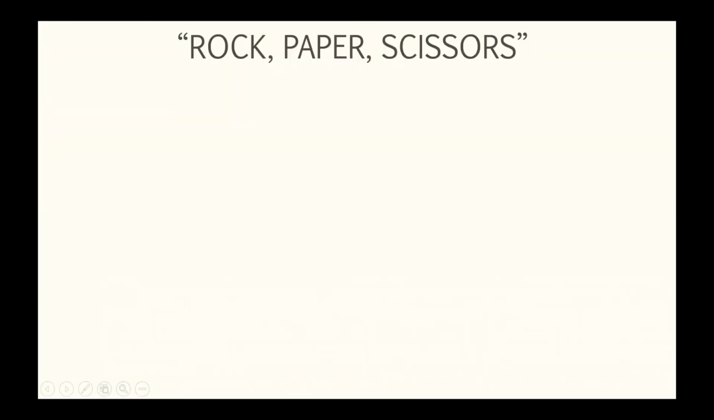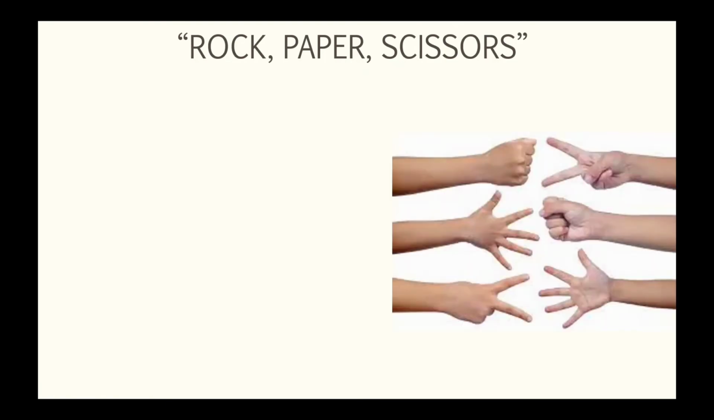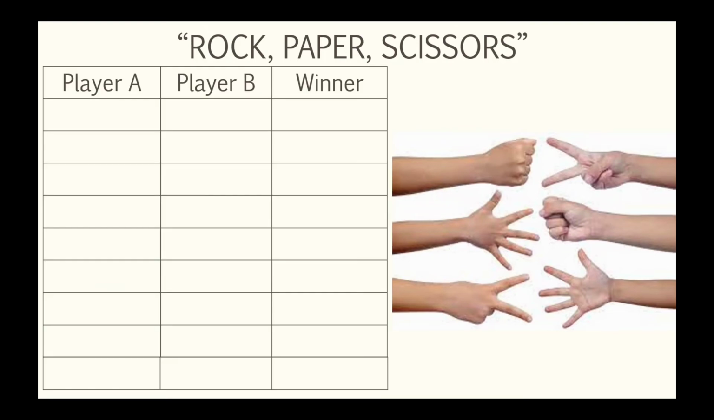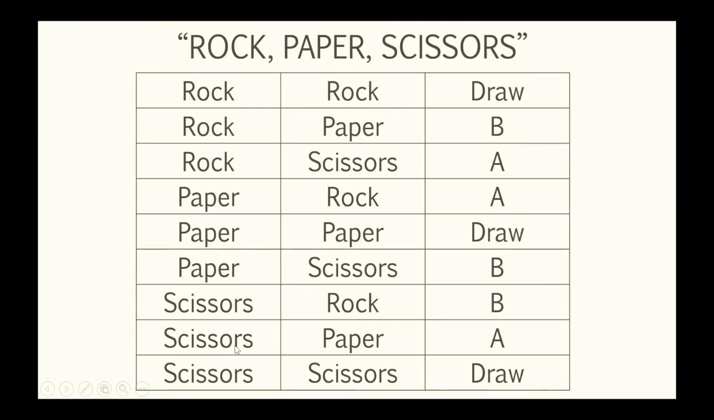Let's consider all the possible outcomes in the game rock, paper, scissors. We have here player A, player B, and we're going to identify the winner. All the possible outcomes are here. If player A picks rock, player B picks rock, then we have a draw. If player A picks rock and player B picks paper, the winner is player B. If we have rock, scissors, the winner is player A. Paper, rock, the winner is A.